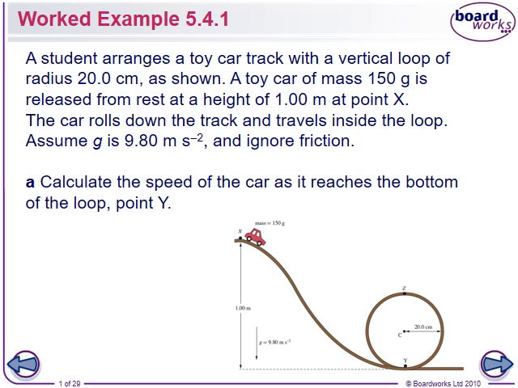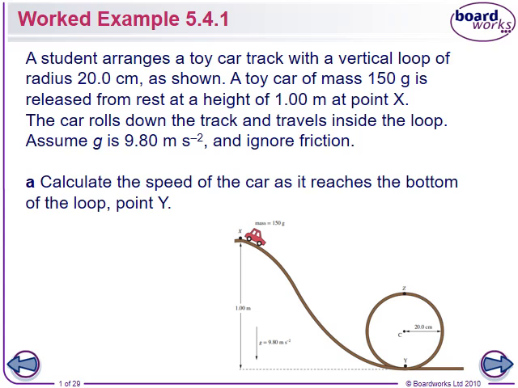A student arranges a toy car track with a vertical loop of radius 20 centimetres as shown. A toy car of mass 150 grams is released from rest at a height of 1 metre at point X. The car rolls down the track and travels inside the loop. Assume that g is 9.8 and ignore friction. Calculate the speed of the car as it reaches the bottom of the loop, point Y.